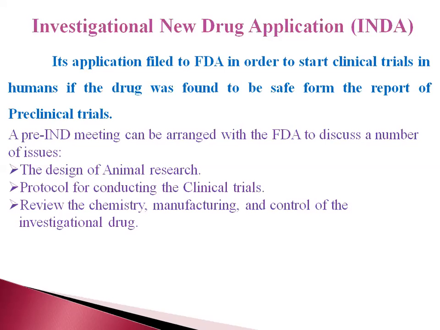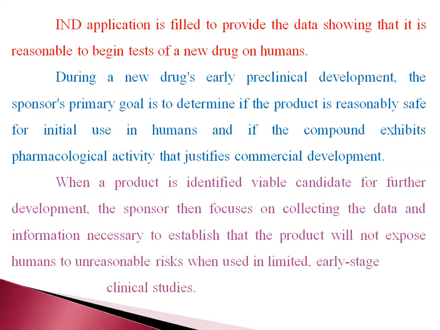A pre-IND meeting can be arranged with the FDA to discuss a number of issues. So before getting approval, we can arrange a meeting with regulatory officers to discuss the design of animal research, the protocol for conducting the clinical trials, and to review the chemistry, manufacture and control of the investigational drug. So we need to arrange a pre-IND meeting. Once they assess all the data and check it, they can go for approval of that particular document.